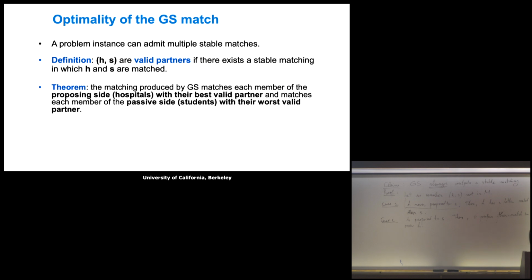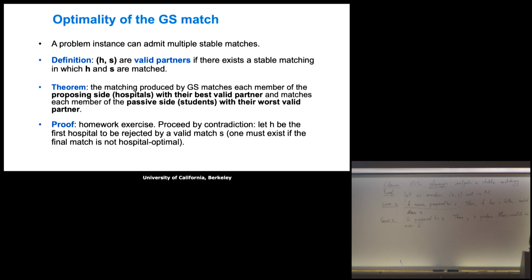So this is a surprising result. In particular, it's surprising because, okay, for each hospital, we have some valid partners. It's not clear that we can find a stable match that maximizes the preferences of all the hospitals simultaneously. But this theorem says that the matching outputted by the Gale-Shapley algorithm will maximize the outcome for all hospitals simultaneously. That's surprising.